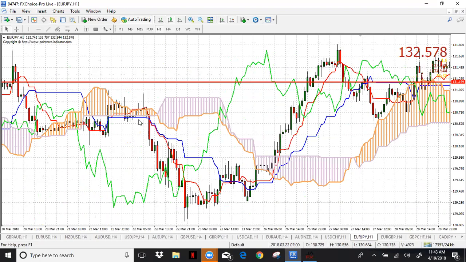So what this means is the first thing we're going to look for is what's called the TK crossover. And a TK crossover is when the red and the blue line cross. So your Tenkan Sen and your Kijun Sen or whatever they're called, okay?